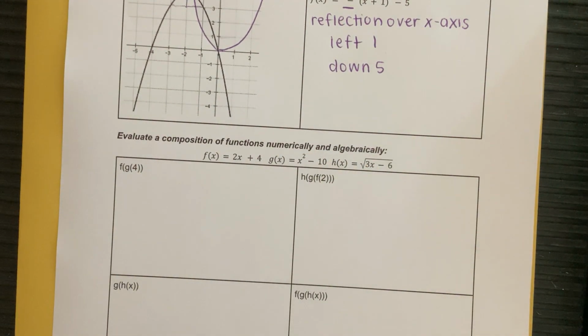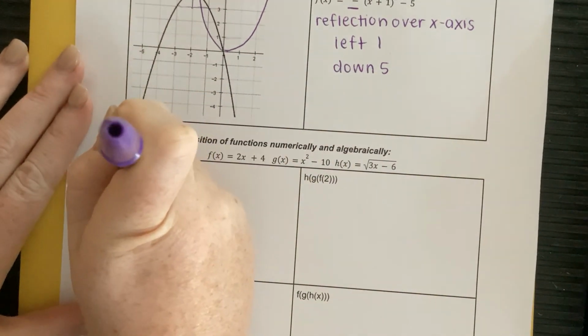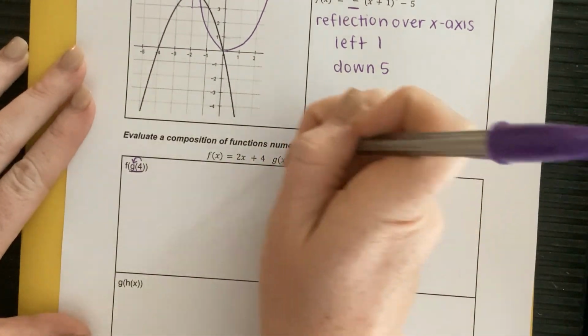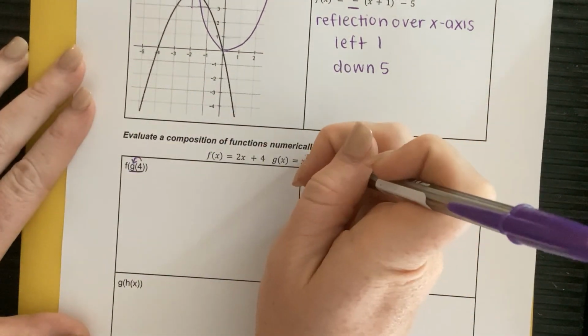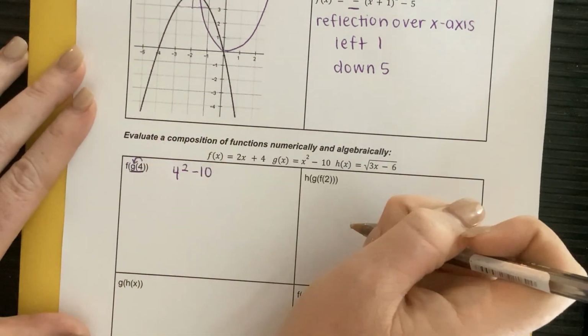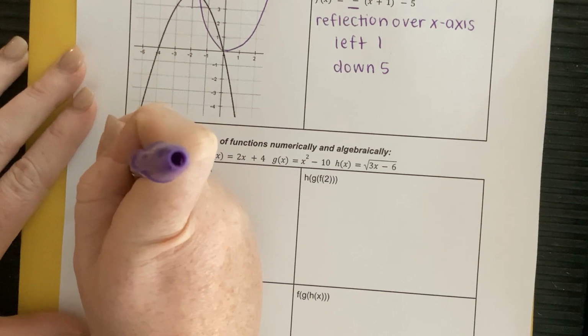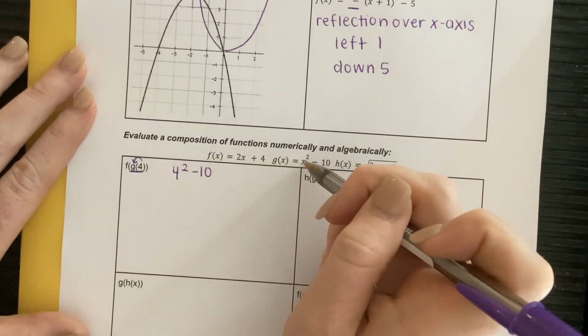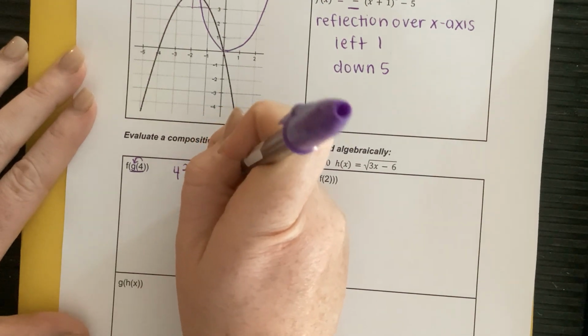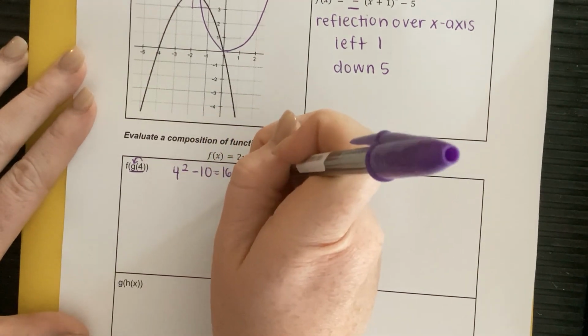So first one, it's asking for f of g of 4. You're always going to start on the inside. So this is saying we're going to take 4 and we're going to plug it into g. So our g equation's right here. So instead of x squared minus 10, we're going to have 4 squared minus 10, because we're plugging in 4 to that g equation. So plugging in 4 right here for that x. This is going to give us 16 minus 10, which is going to give us 6.